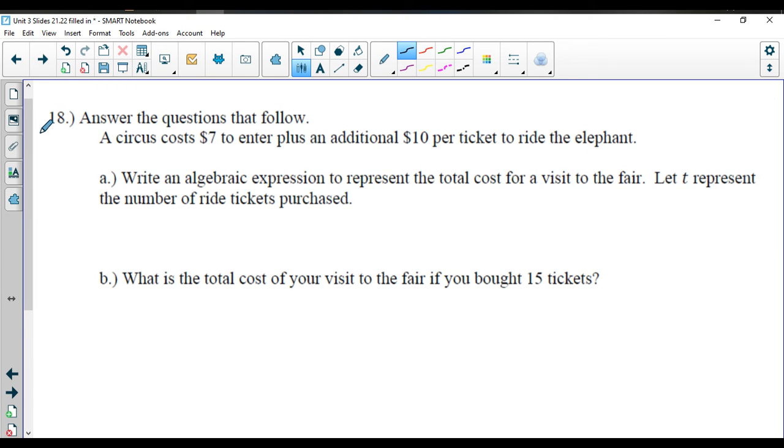Answer the questions that follow. A circus costs $7 to enter, plus an additional $10 per ticket to ride the elephant. Write an algebraic expression, that means no equal sign, to represent the total cost for a visit to the fair. Let T represent the number of ride tickets purchased. So $7 to enter plus $10 per ticket. So this is going to be T, so 10 times T. We're going to make that a little bit curly so it doesn't look like our plus sign.